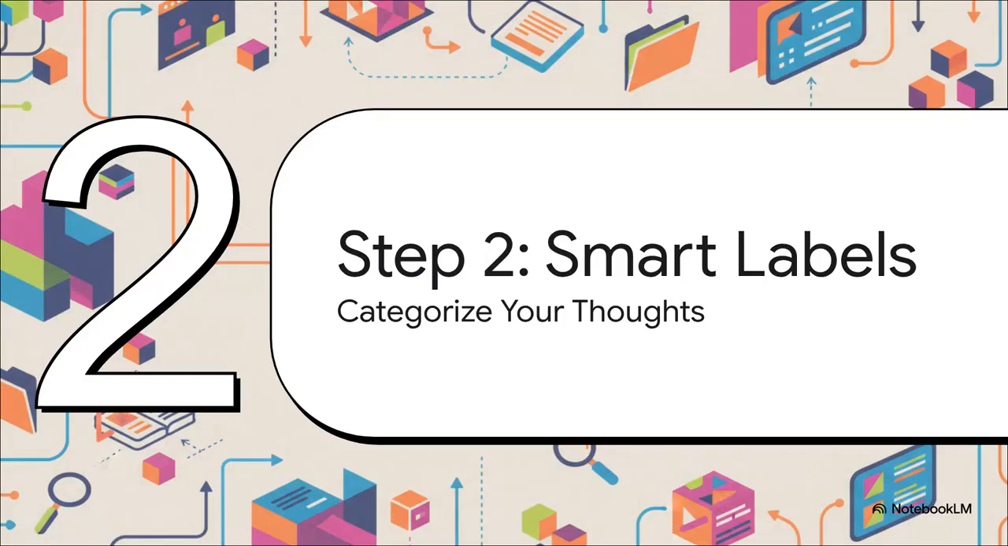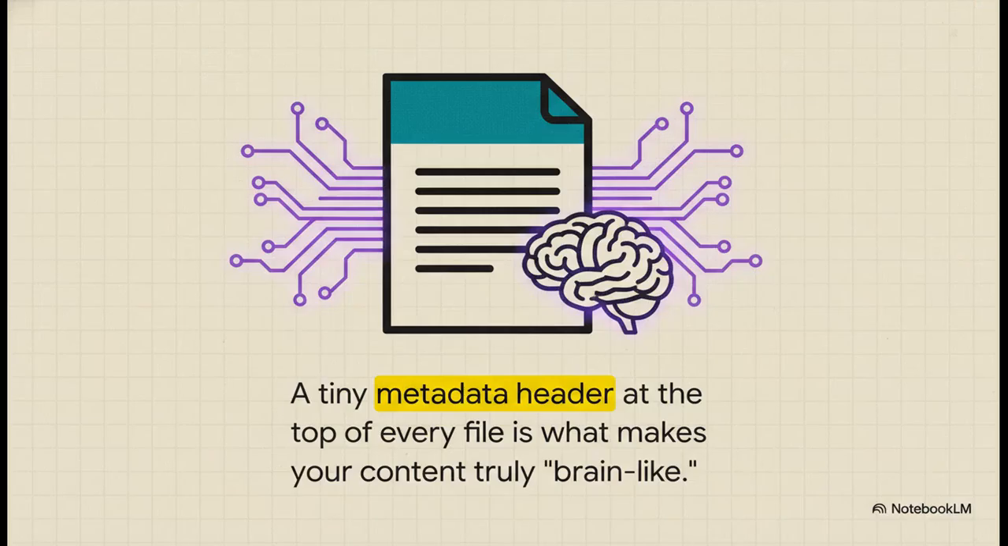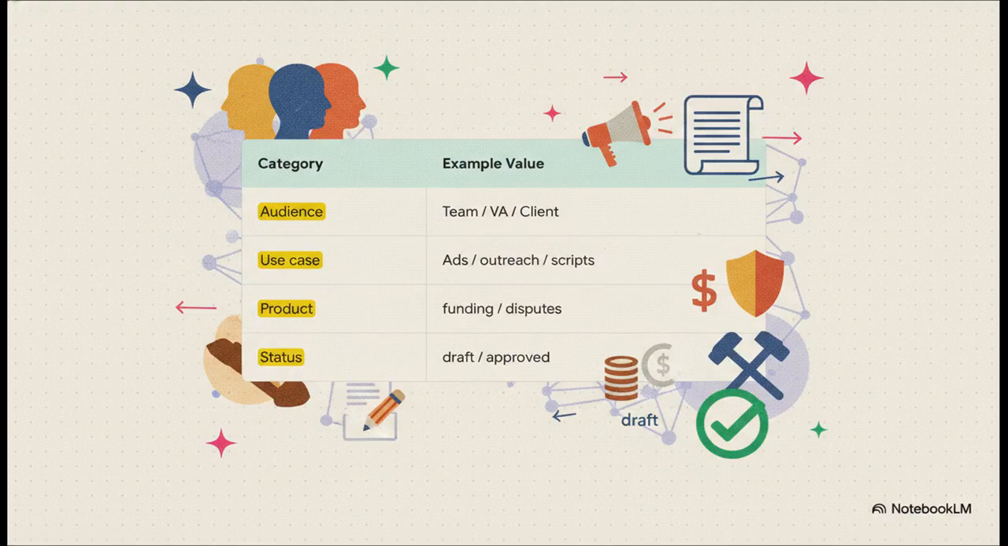All right, on to step 2, smart labels. Once everything is in that nice, clean Markdown format, we need to teach our brain how to categorize all this information. This is where the whole system starts to get really, really intelligent. And here's the secret sauce: it's this tiny little metadata header that you put at the top of every single file. That is what makes your content truly brain-like. I know it seems like a small step, but it has a massive impact on how you can find and reuse everything later. So here's what that looks like in practice.